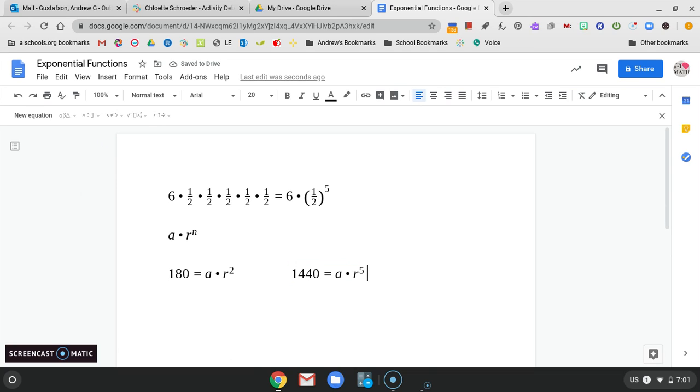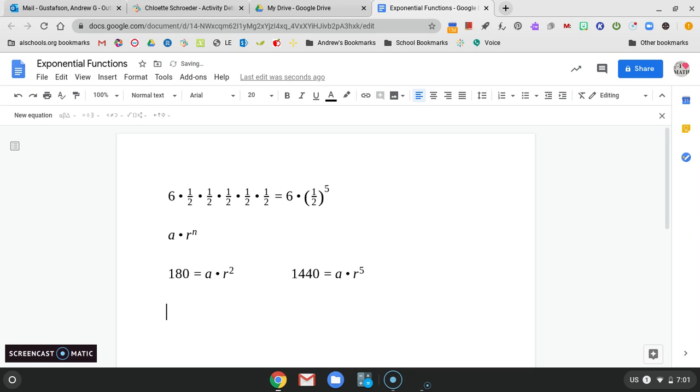How we can use this information to help us is that we have 2 equations and 2 unknowns. A and R are unknowns. We have 2 equations that relate A and R together. We can solve that. That's a system of equations. It's not linear, but it is a system of equations. So I'm going to solve for A.